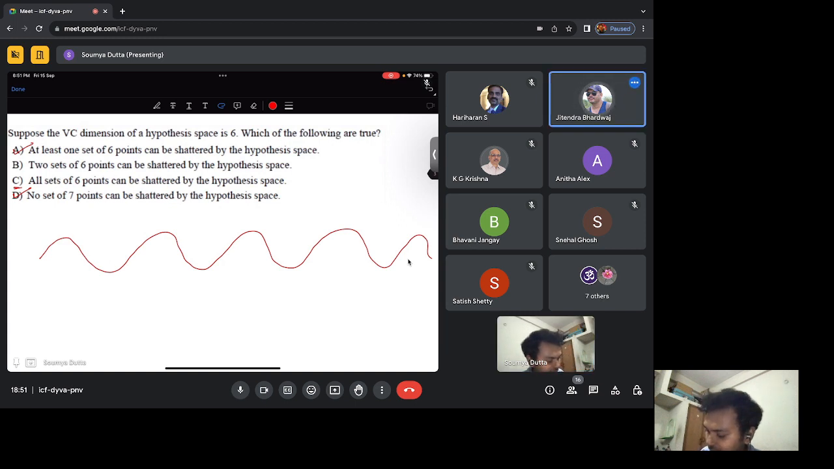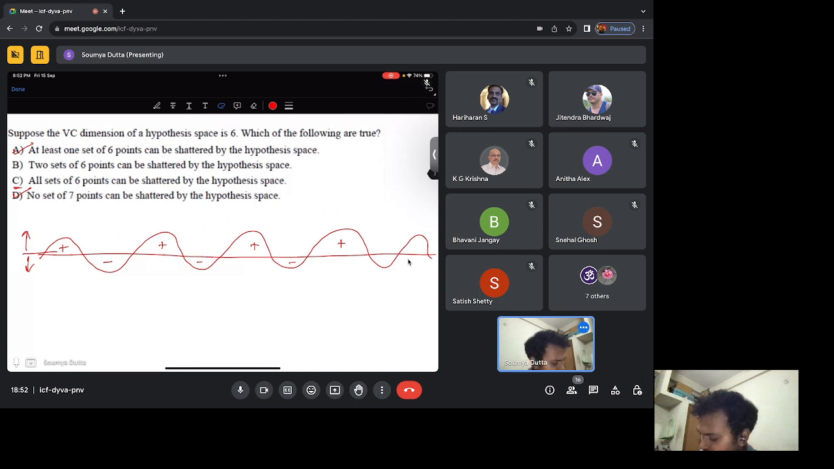So what will be your plus and minus here? Can you tell? Positive half is a plus and negative half is a minus. Good. This is your plus, this is your minus. How can we define VC for a periodic function? Everything above is plus and everything below the negative one is minus. And now you want to define the VC dimension of this. This will have a VC dimension of infinity.